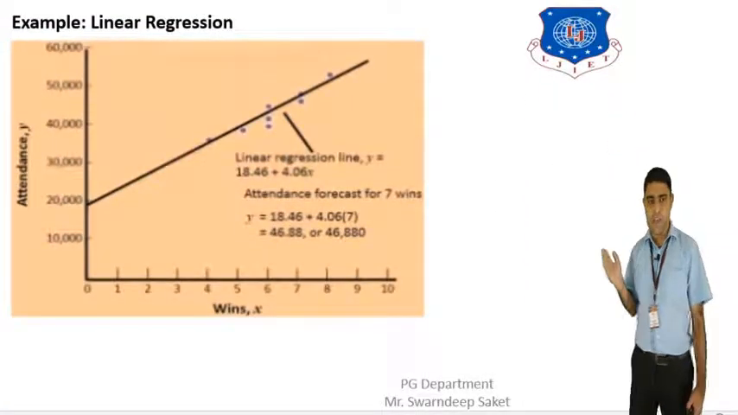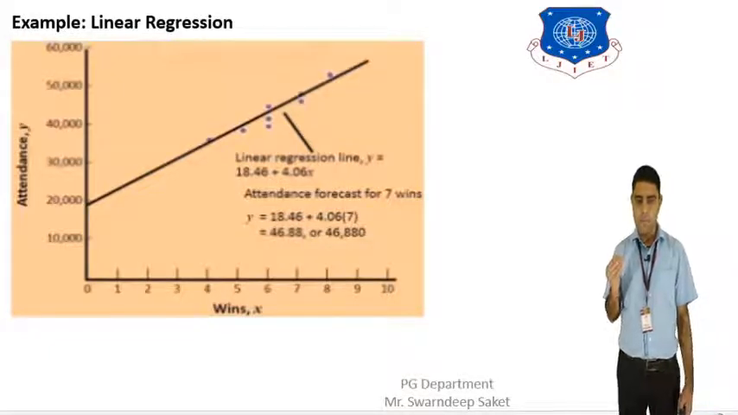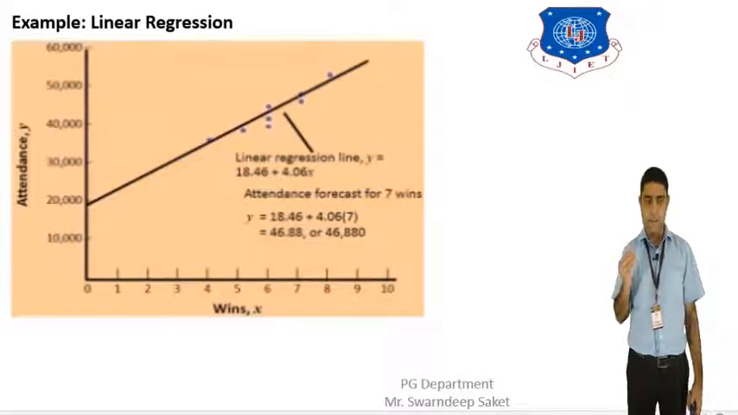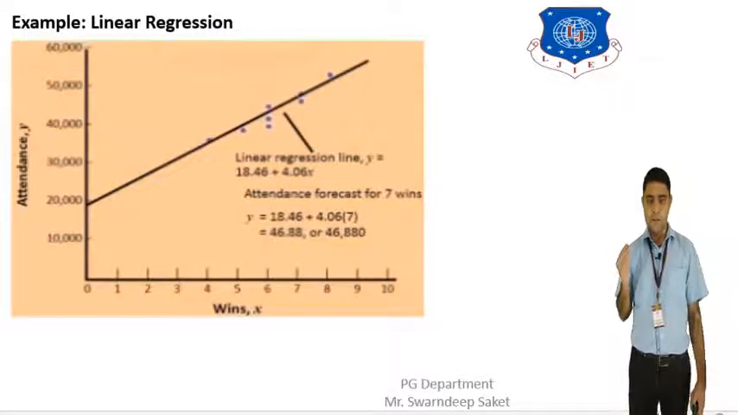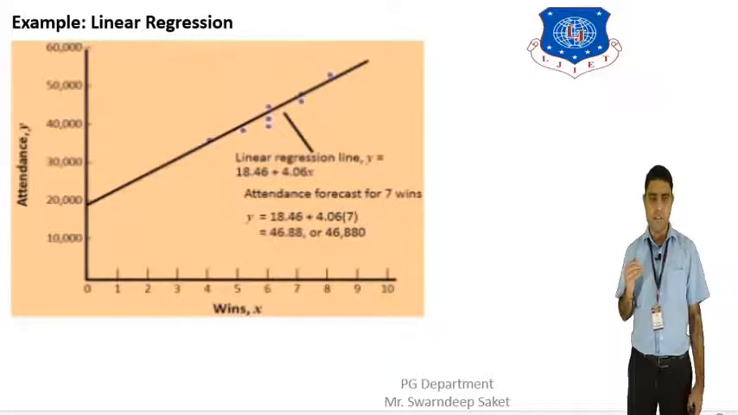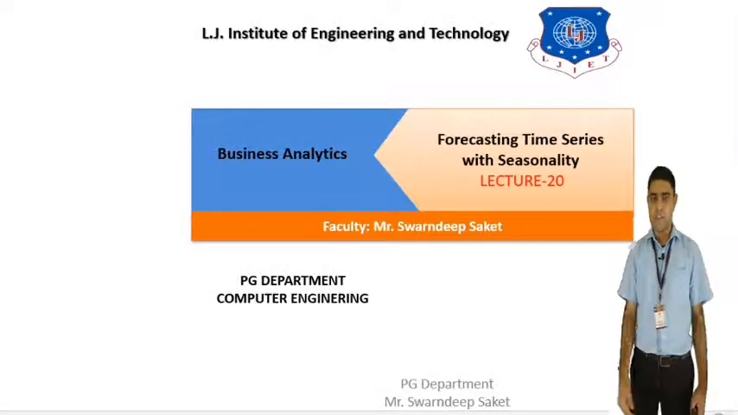So this is the example we are shown for calculating the value for 7 wins. We want to calculate for 7 wins. So for x we will put in 7 and we will get 46,980. So wins is x bar and attendance is y bar. This is the straight line equation where forecasting is done. This is the example as shown in the figure, a linear regression using the double exponential method. So this is about the forecasting time series method.